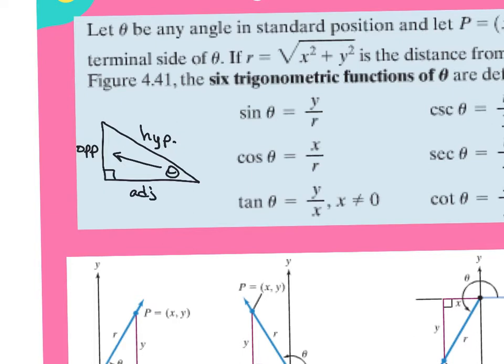What we're going to see this year is the side that's opposite is going to be the y value. The adjacent is going to be your x. And the hypotenuse is going to be the r. And the way that we find the value of r is we're going to do Pythagorean Theorem. So what we're going to do is this formula up here where r is equal to the square root of x squared plus y squared. You're going to get your x and your y from an ordered pair.